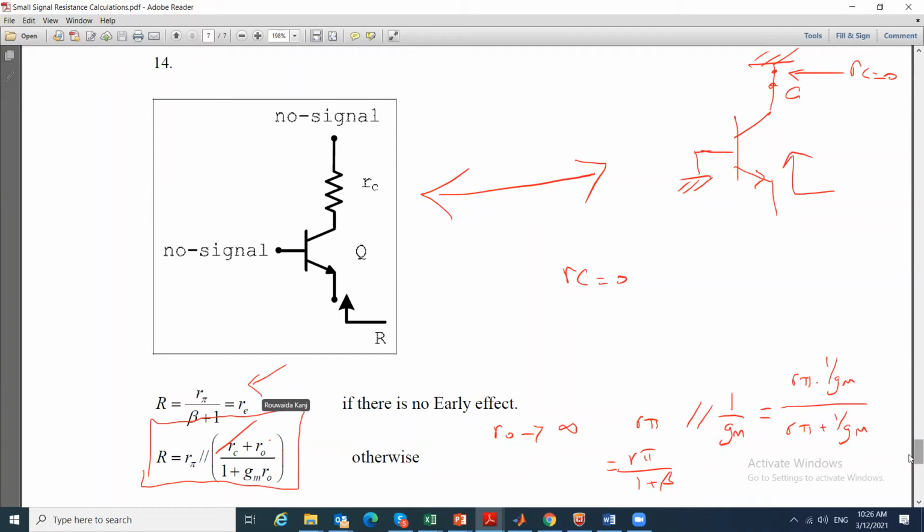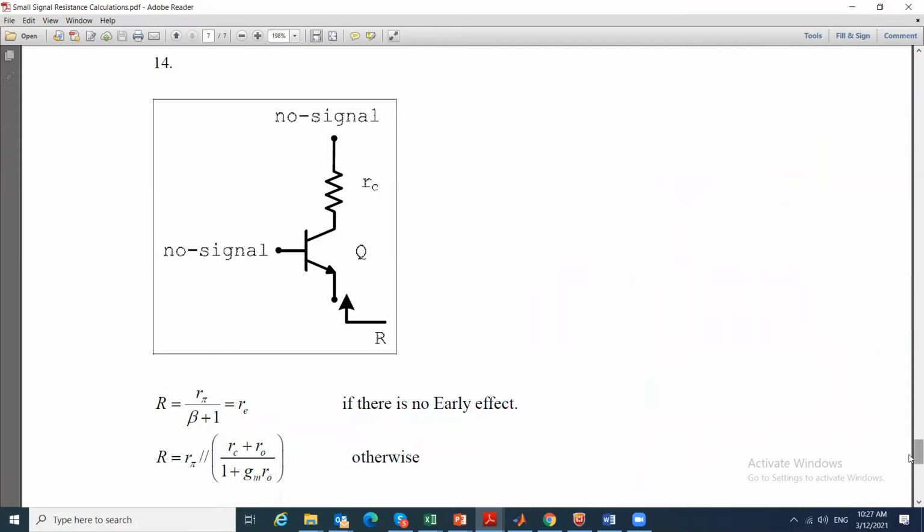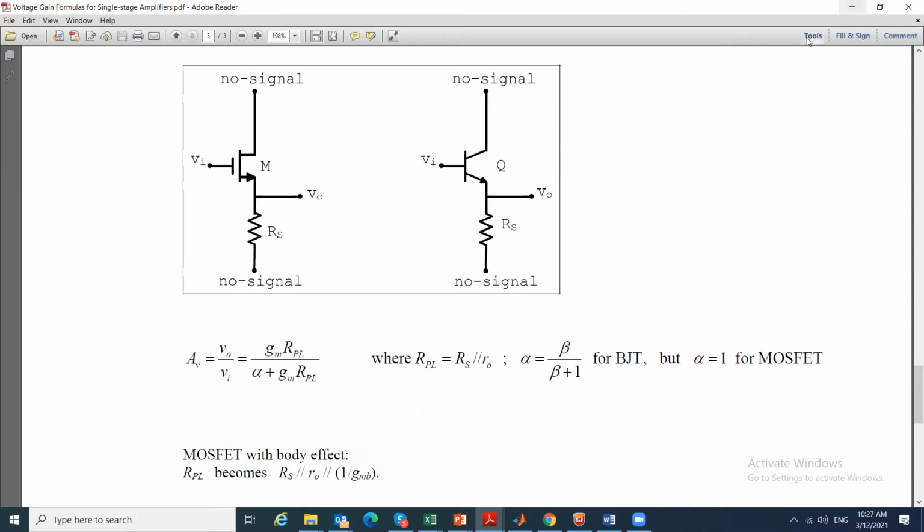So RC does not really matter, and this is the little re which we know from before, but it is really R pi over beta plus 1 for all that matters to me. So if RO is finite, I will use this with RC equal to 0. If RO is infinite, I can plug in this equation. Great, so we found that for the common drain, I have the drain node connected to VDD, or the collector node connected to VDD, and I am going to use it for gain purposes. Now let us inspect this equation a bit.